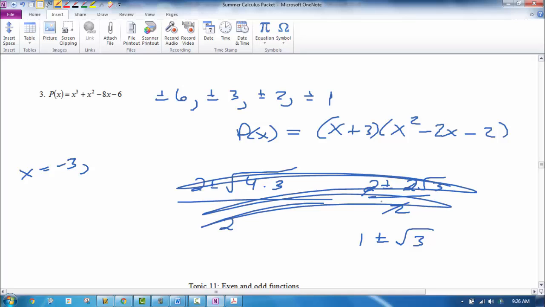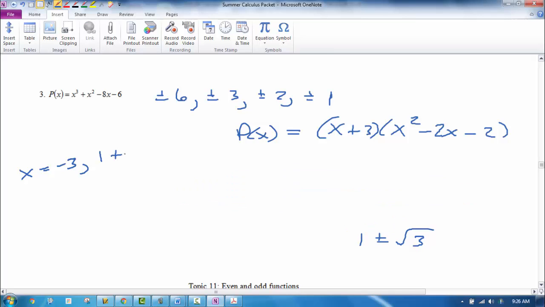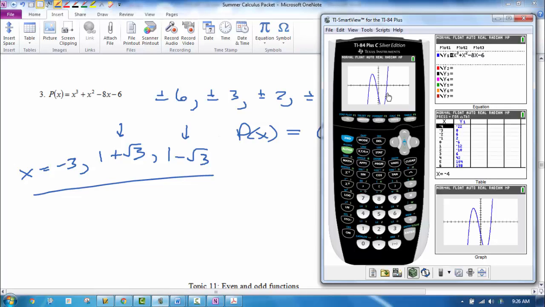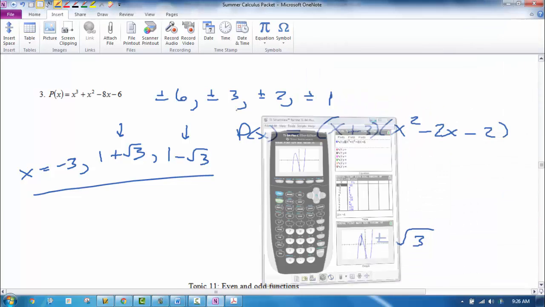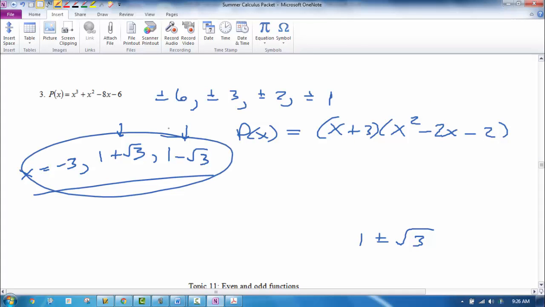So I'm going to write those right here. I'm going to write 1 plus the square root of 3, and also 1 minus the square root of 3. So there's all 3 zeros. These ones were a little bit hard to find because they're irrational. So on the calculator, 1 plus the square root of 3 is obviously this one right here, almost 3, and 1 minus the square root of 3 should be almost -1. But these are your zeros right here, and you're all set.